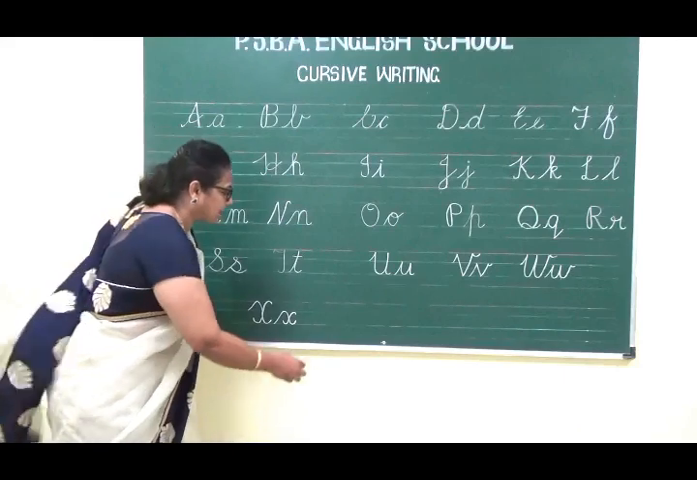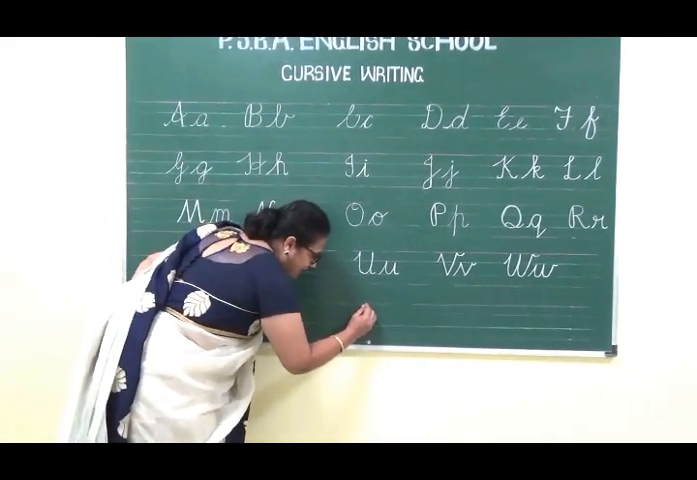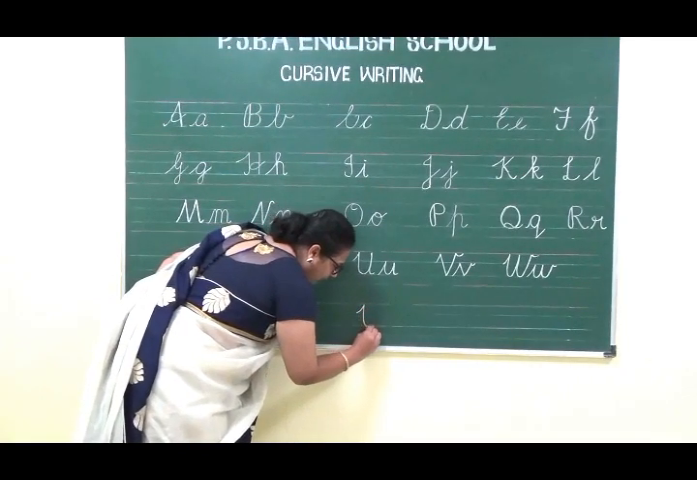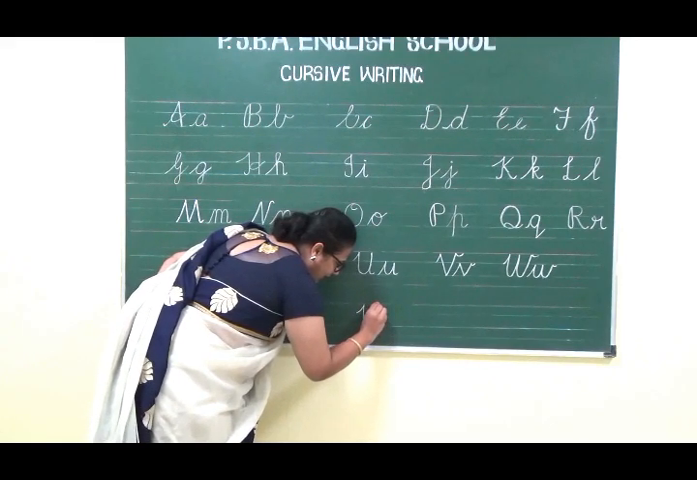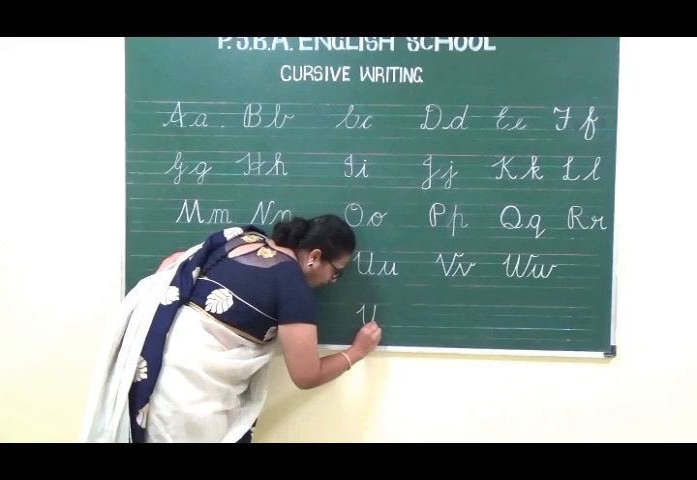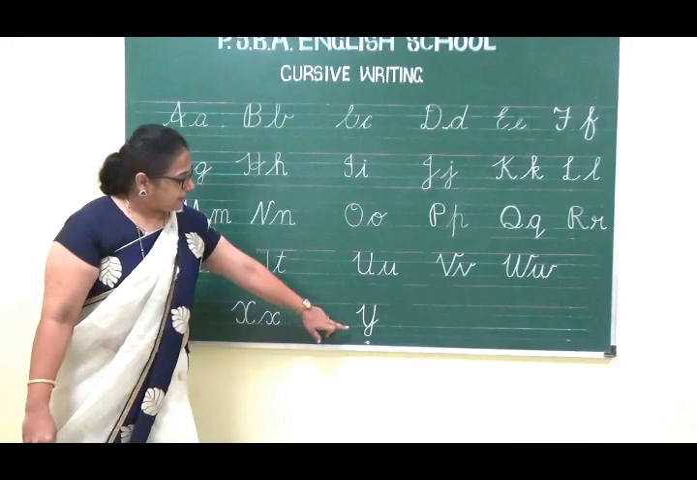How to write capital cursive Y? Let's see. From the second line, draw a slanting line. Come down to the third line. Go up to the first line. Again come down to the fourth line and draw a cross. This is capital cursive Y.